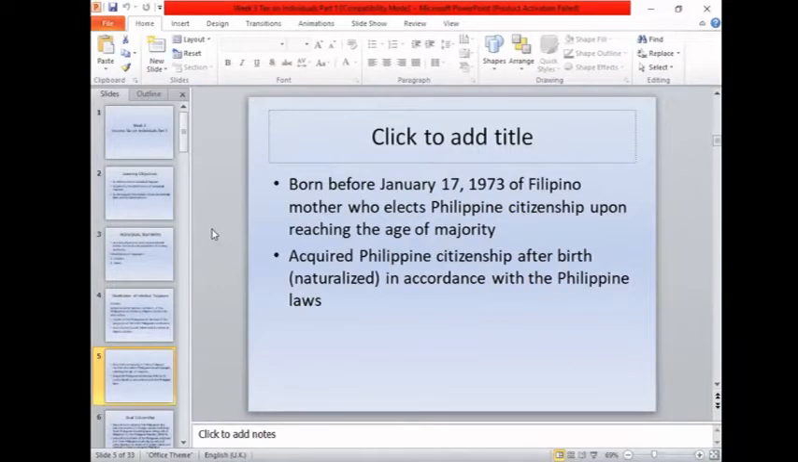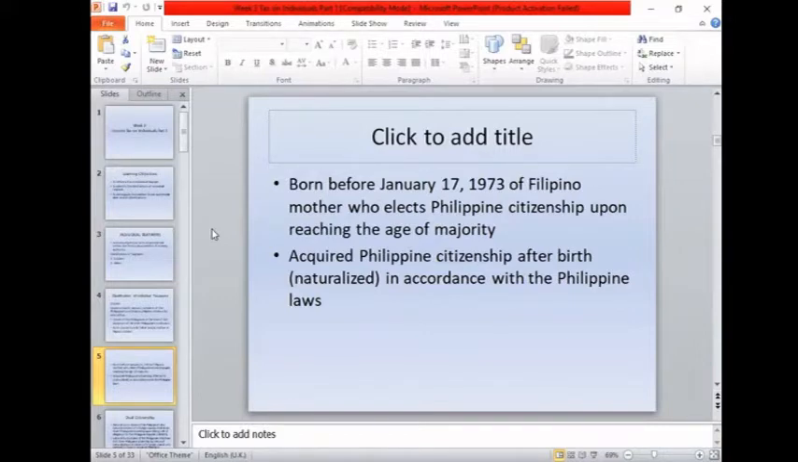And a Filipino citizen also is a person who acquires citizenship after birth, who shall be called naturalized in accordance with Philippine law. So it means if you have Filipino blood but you are not born here in the Philippines but in another country, and you want to acquire Philippine citizenship and the Philippine government grants you that, then you are to be called a Filipino citizen in a naturalized way.